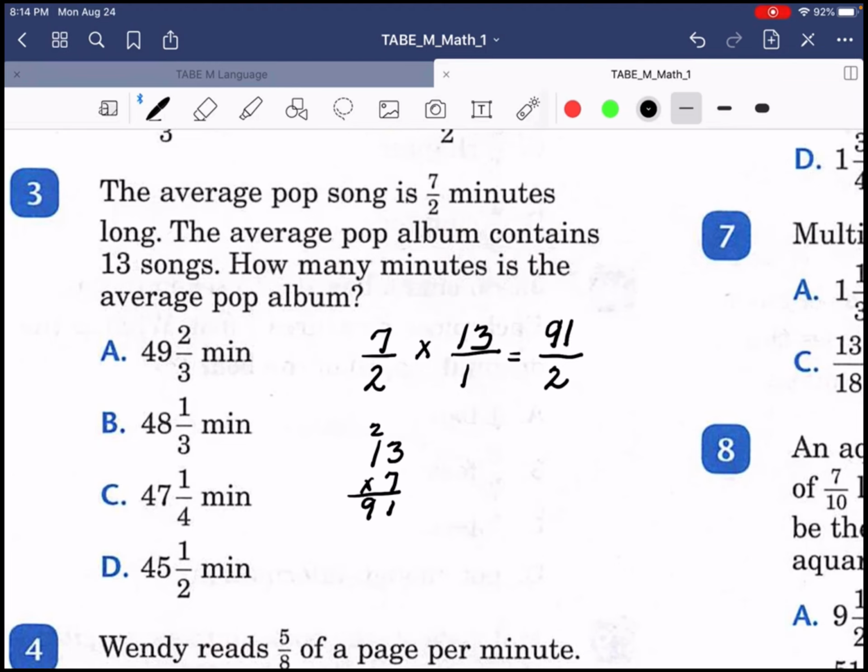So 91/2, and we're going to divide 91 by 2. And you've got to use long division. And it'll eventually work out. Just be careful.